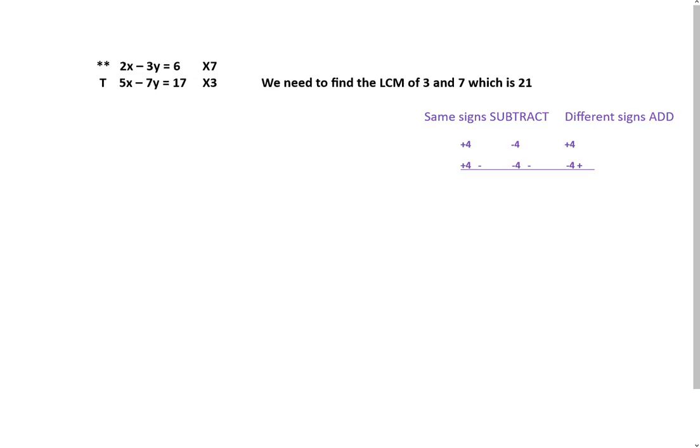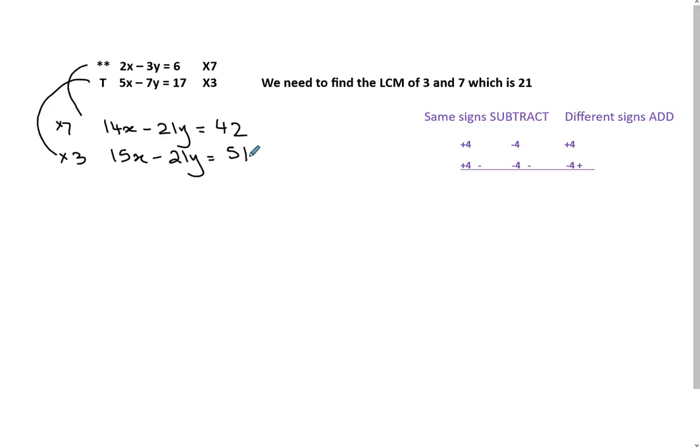Here you've got 2x minus 3y equals 6, and 5x minus 7y equals 17. We need to find the lowest common multiple of 3 and 7, which is 21. So we're going to multiply this whole equation by 7 and this whole equation by 3. Okay, so you get 14x minus 21y equals 6 times 7 is 42, and 5 times 3 is 15x minus 21y equals 17 times 3 is 51.